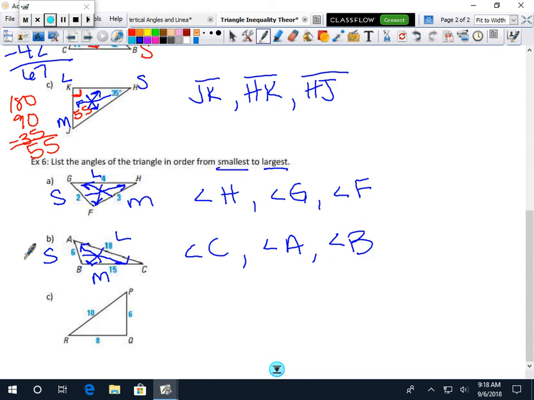And the last example. My largest side is 10, medium side is 8, smallest side is 6. So across from the smallest side is going to be my smallest angle, which is angle R. Medium side across from the medium angle, angle P. And the largest side across from the largest angle, which would be angle Q.